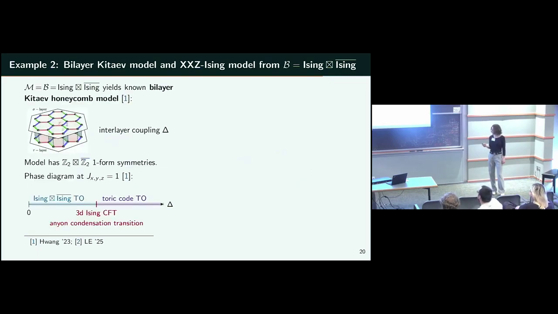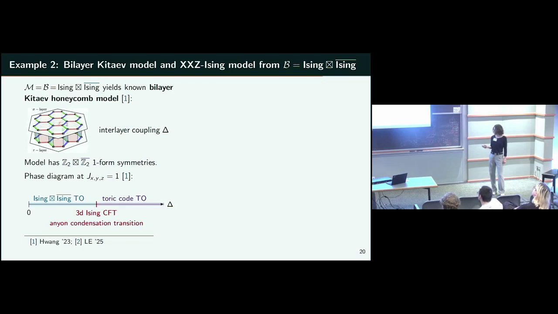This model will have 2 Z2 1-form symmetries, 1 for each layer. And it has been studied before in a recent paper because its phase diagram is interesting. So this is at the isotropic point, and we tune the interlayer coupling. When it's small, we have 2 decoupled chiral Ising spin liquids, which together make up non-chiral Ising times Ising bar topological order.